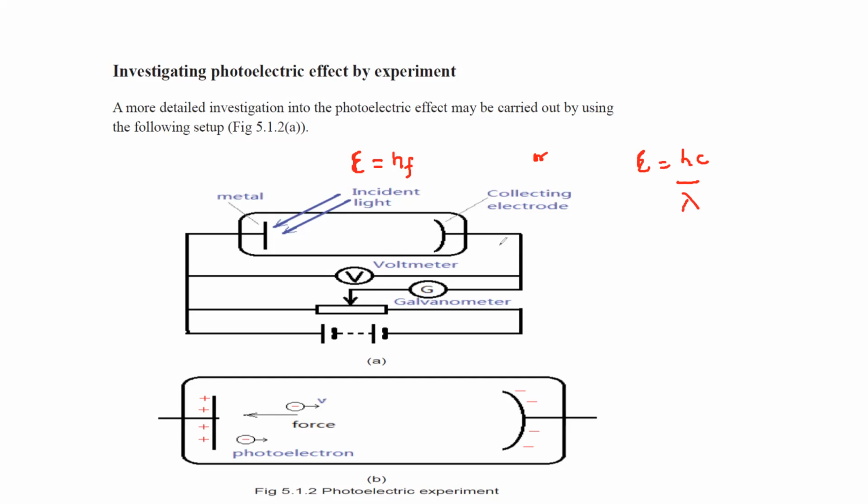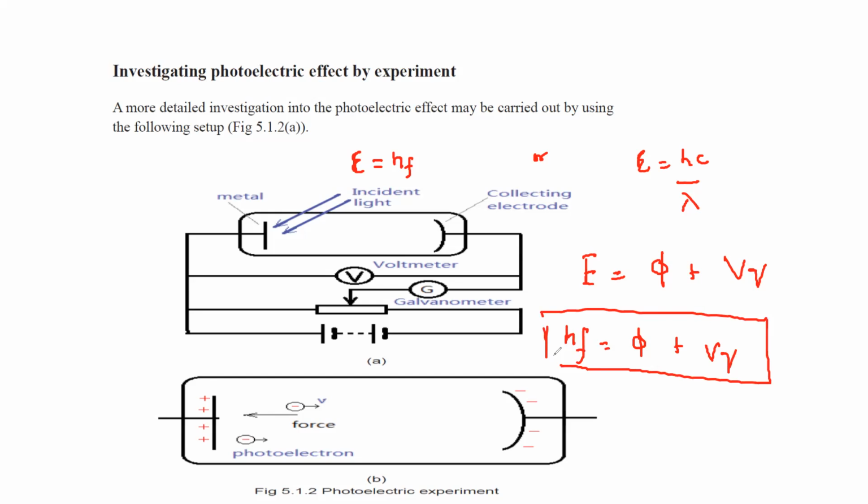So after getting the energy of the wave, E equals hf, we get the energy of the wave. So Einstein's equation: E equals phi plus kinetic energy, or phi plus voltage times charge, and the energy of the light is given by hf. So we can also say hf equals phi plus VQ. This is the same equation; instead of energy, we can also write hf.